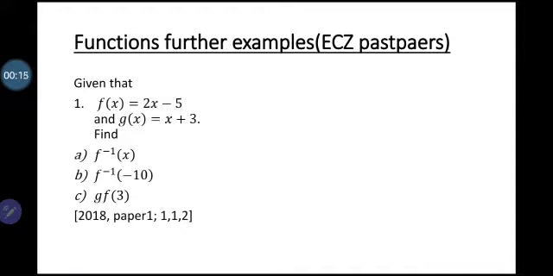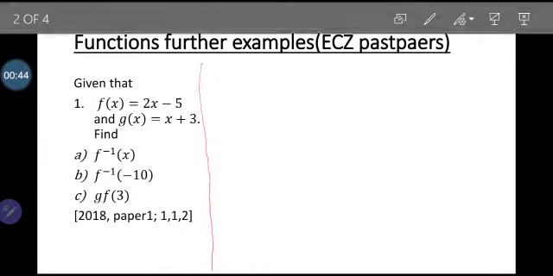Alright, so I have a first question which I got from the 2018 paper 1, and it was given 4 marks. A had 1, B 1, and C 2 marks awarded to the 3 questions respectively. So given that f of x is equal to 2x minus 5 and g of x is equal to x plus 3, find f inverse of x as our A.